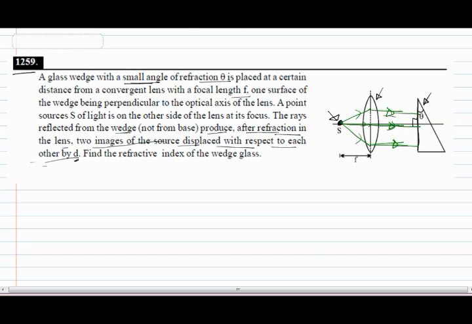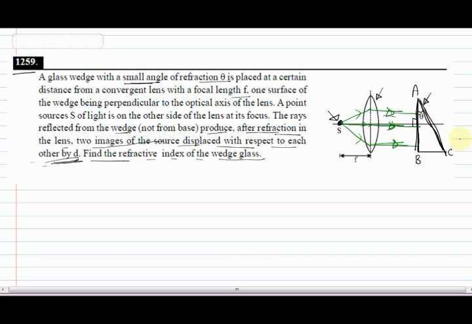The glass has two surfaces. One is face AB and the other, let us call this face, AC. Face AB may reflect light rays and face AC may also reflect light rays. The reflected light rays again pass through the lens, and there are two images of the source, separated by distance d, as given in the question. We need to find the refractive index of the glass wedge.